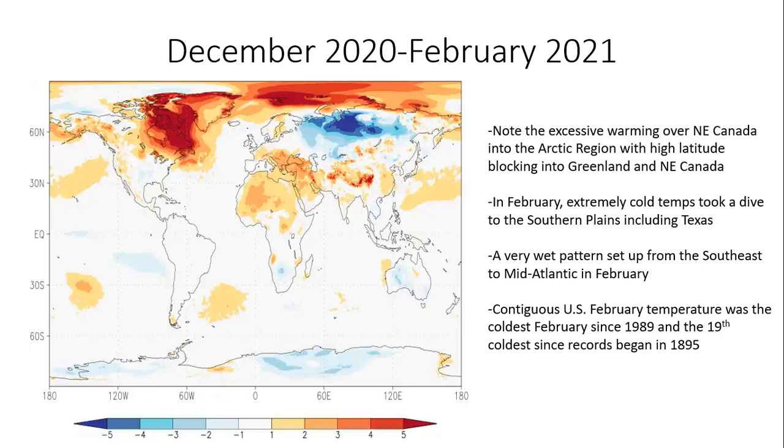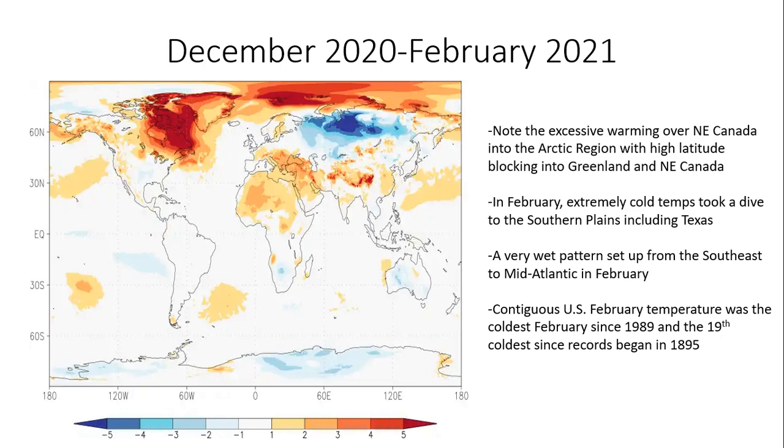In February, extremely cold temps. We'll never forget this one. Extremely cold temps took a dive into the southern plains, including Texas. There was a very wet pattern set up from the southeast and the mid-Atlantic in February on the leading edge of that very cold Arctic air.